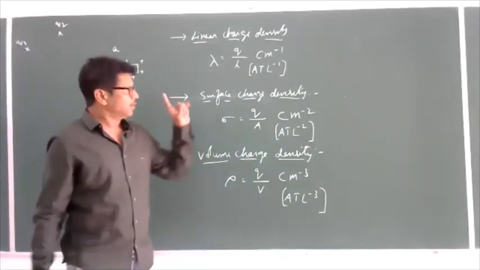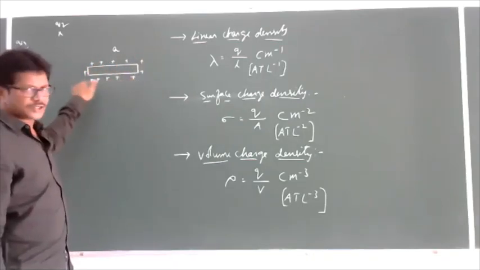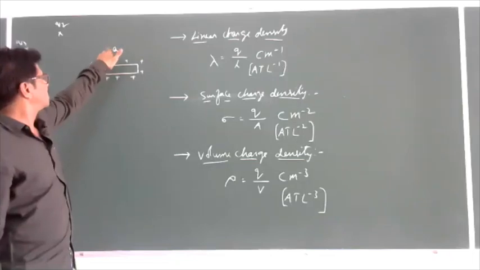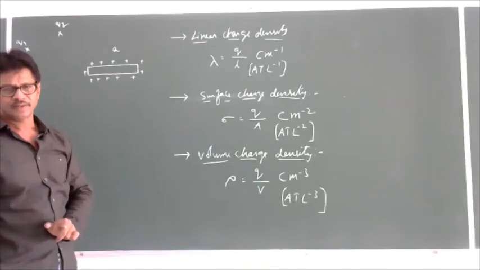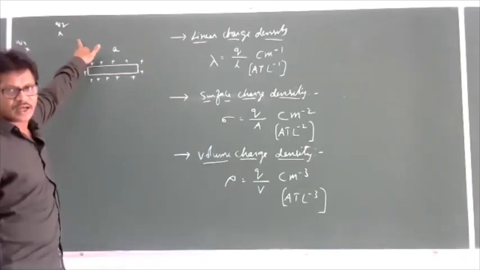So whenever we are dealing with a continuous distribution of charge, that is, when the given charge is not located at any particular point, then we cannot make use of Coulomb's inverse square law. Why?